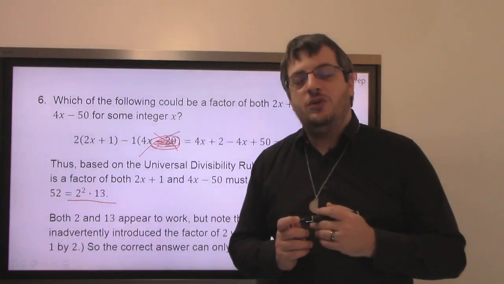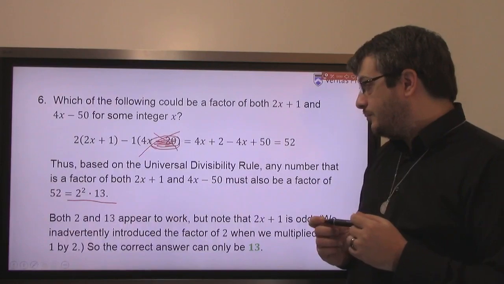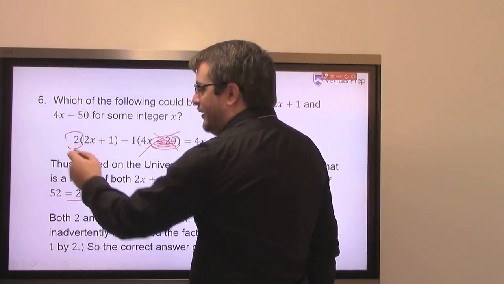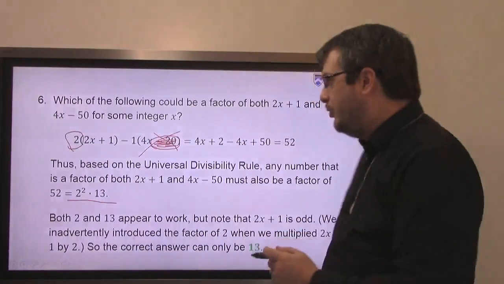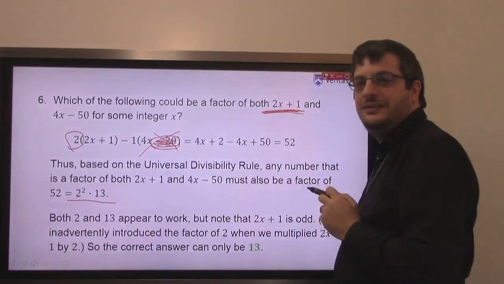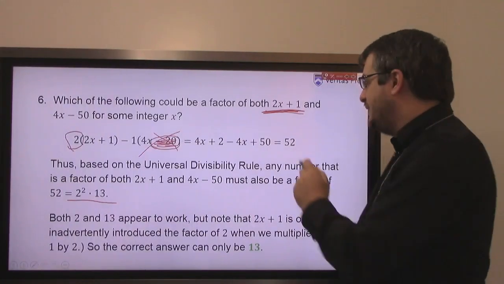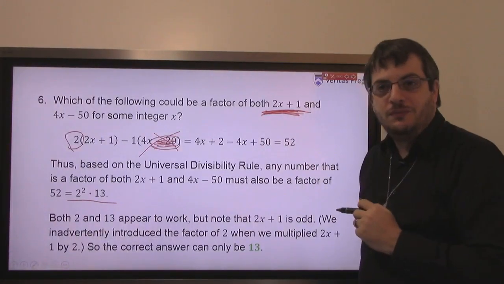At which point you say, well, 2 and 13 both look like they work. But hang on, because I accidentally introduced the 2. I introduced the 2 when I multiplied by 2 here, but if you look back at the original values, this definitely does not have a 2 in it, right? This original value was odd.